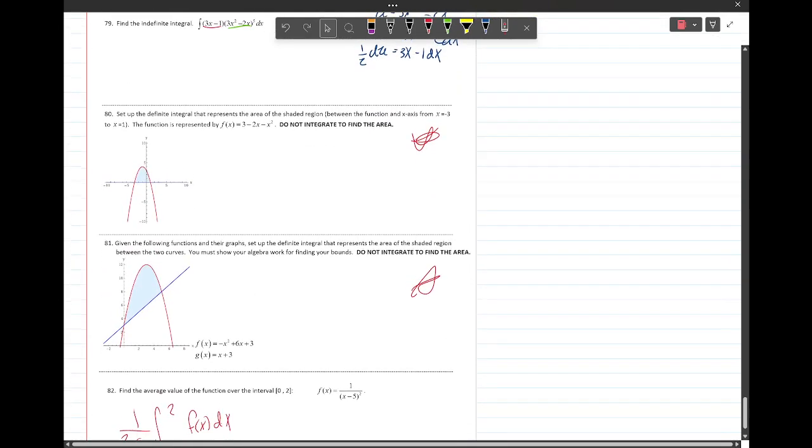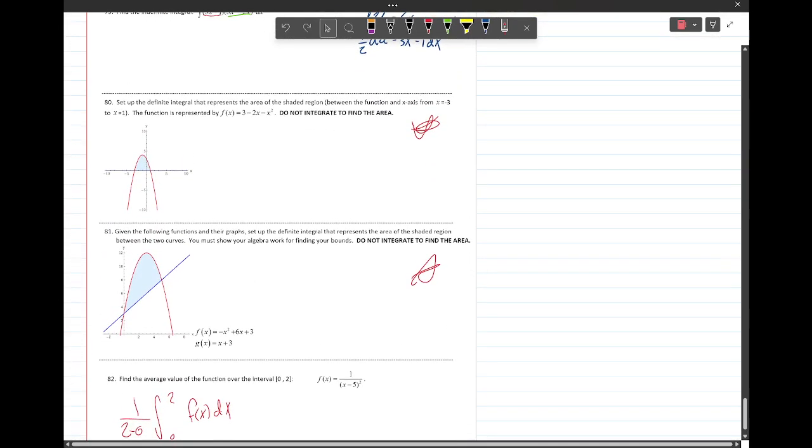Okay, anything else? Okay, 80, 81. I might have gone over these in the second section, but the first section didn't see them, so I'll go over them again. So 80 is pretty nice.